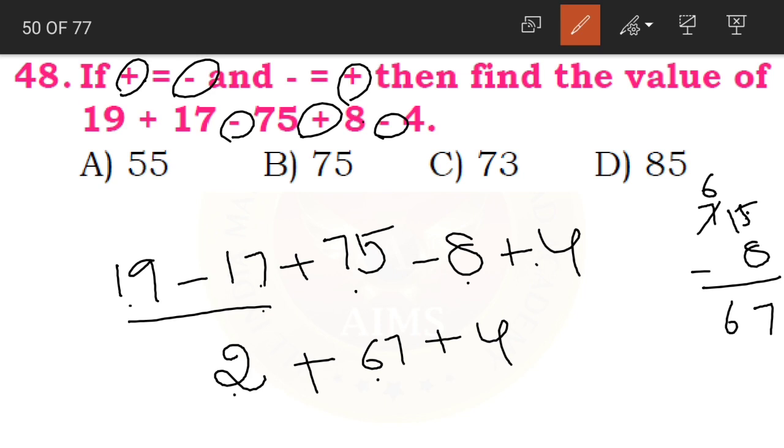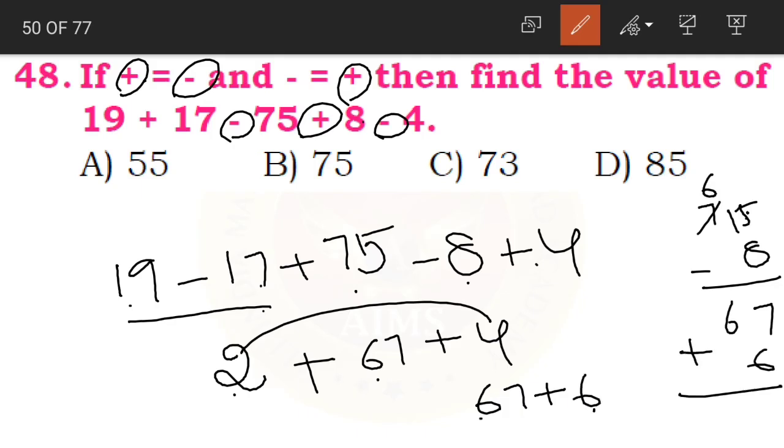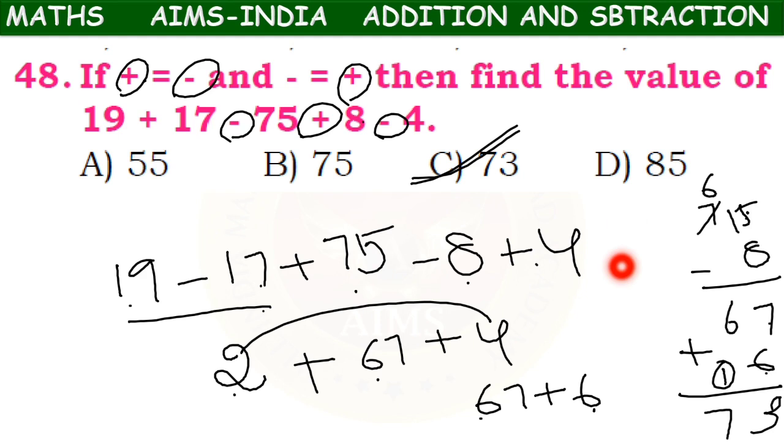Now 2 plus 4 is 6. Now 67 plus 6 is how much children? 67 plus 6, 7 plus 6, 13. 6 plus 1, 7. The correct answer is option C, 73.